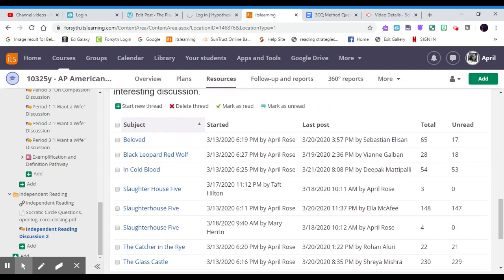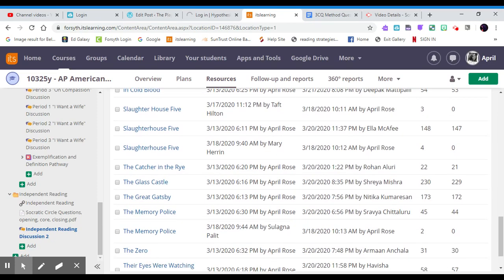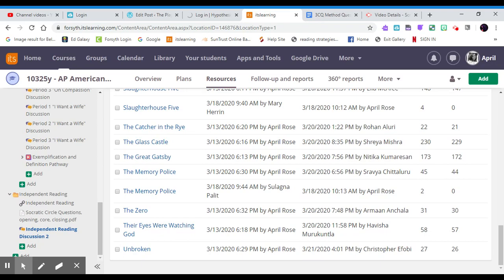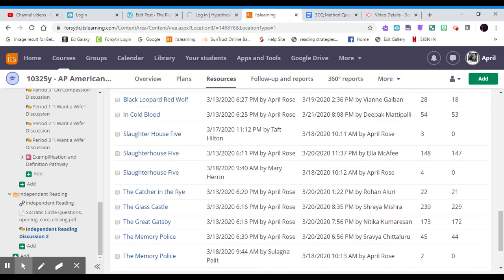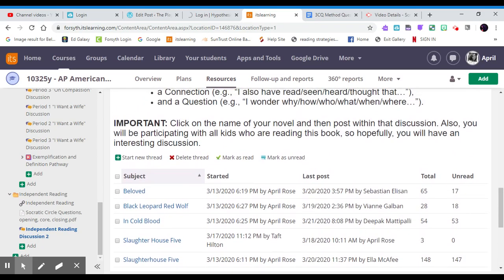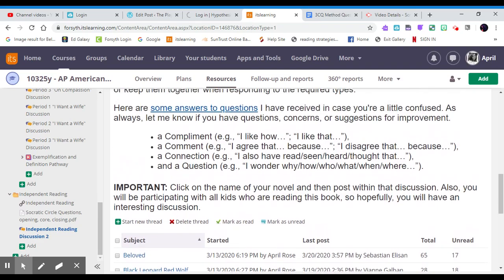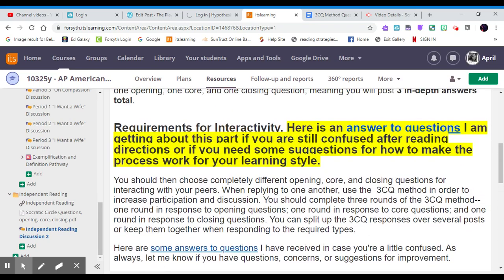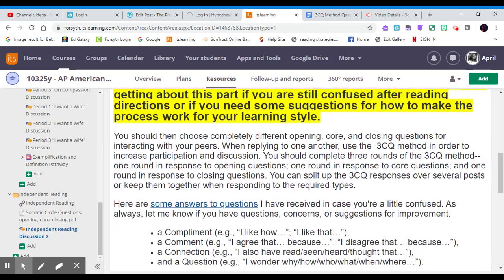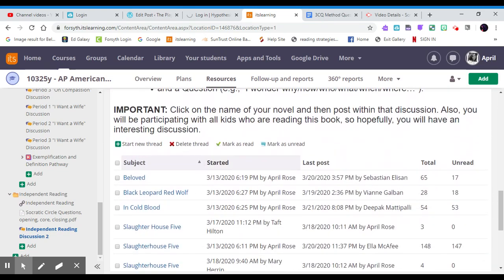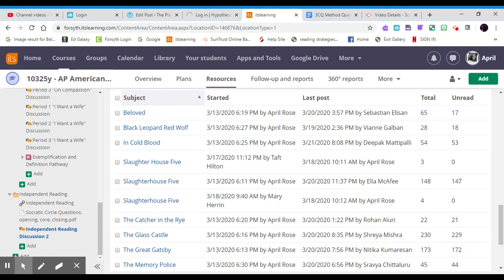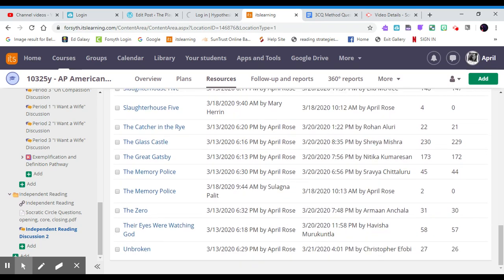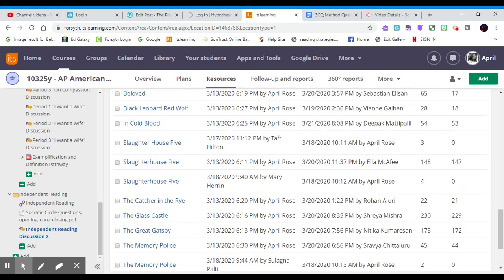The reason that I had them do an independent discussion is because we've been doing these independent novels. It's all part of personalizing the kids' experience. We talked about what they would like to read, how they would like to read, and how they would like to discuss. But right as we were getting really deep with that process was when the school closed.